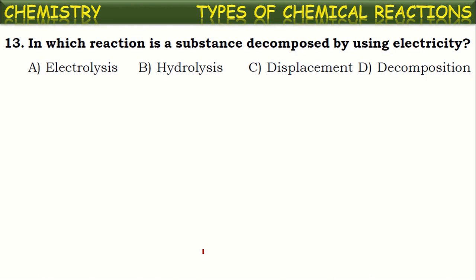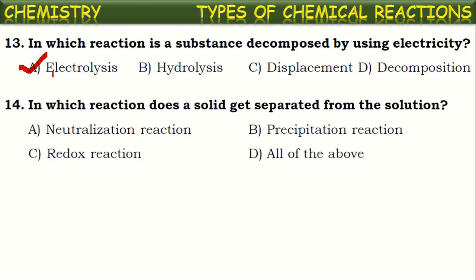Out of those, one is the decomposition of a compound by passing electricity. Those reactions are called electrolysis reactions. Electro means current, lysis means splitting of a compound. So the splitting of a chemical substance in the presence of electricity is called electrolysis. We have an example for this, electrolysis of water, isn't it? By passing electricity through the acidulated water, water splits into hydrogen and oxygen, isn't it? That we call electrolysis of water.